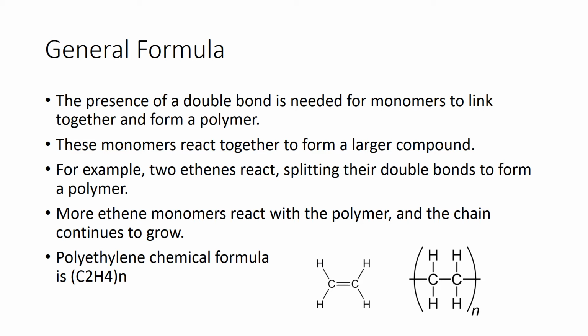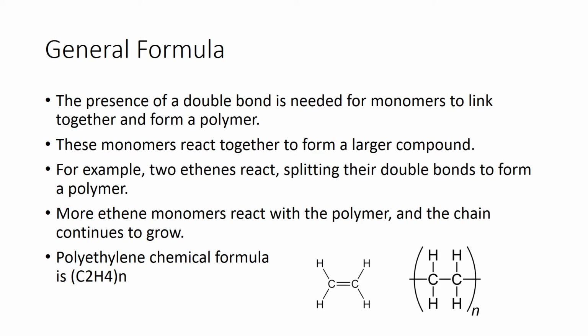So what is the general formula of synthetic addition polymer? We know that the presence of a double bond is needed for monomers to link together and form a polymer. And these monomers react together to form a larger compound. For example, when two ethenes react, they split their double bonds to form a polymer, and more ethene monomers react with the polymer, and the chain continues to grow.